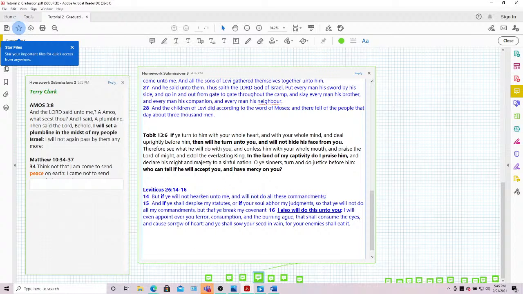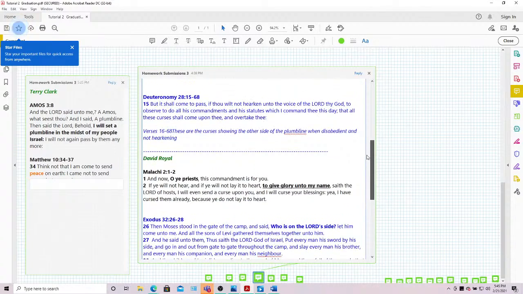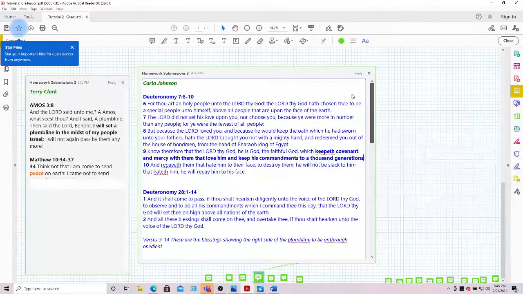I will even appoint over you terror, consumption and a burning ague, that shall consume the eyes and cause sorrow of heart, and you shall sow your seed in vain, for your enemies shall eat it. So Brother David did good too. These are all plumb line precepts. Brother David and Sister Johnson both knocked it out of the ballpark with their precepts. So I'm going ahead and take this down.